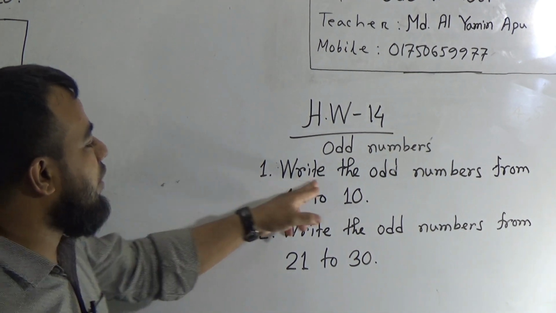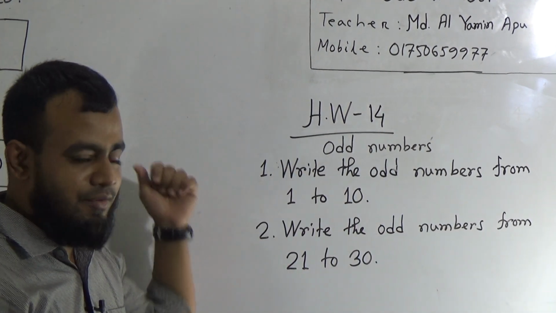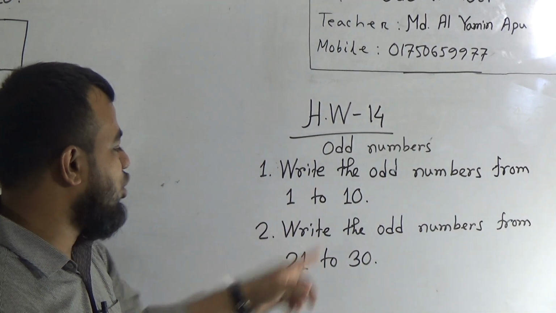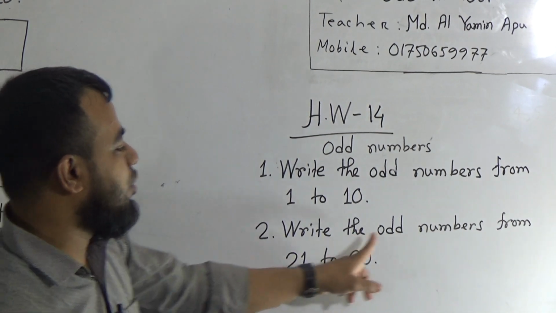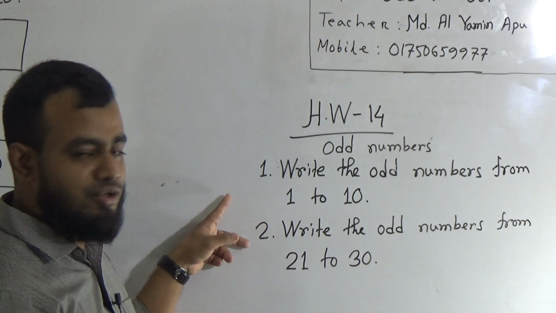First question is: write the odd numbers from 1 to 10. Like the way I have solved, you have to solve in your HW copy. And number 2 is: write the odd numbers from 21 to 30. These 2 questions need to be solved, okay, only.